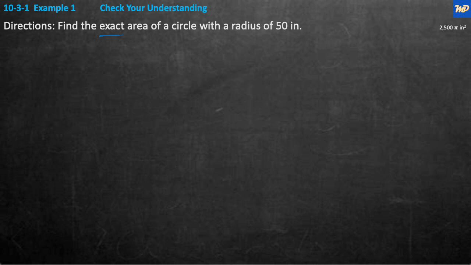Okay, let's take a look at it. So what is the area of a circle? The formula: area A is equal to pi r squared. That's the area of the circle.